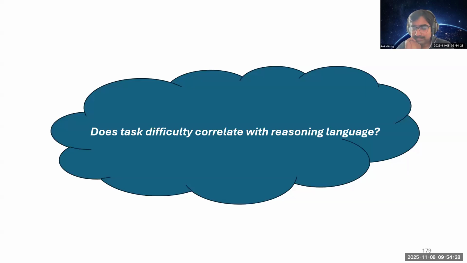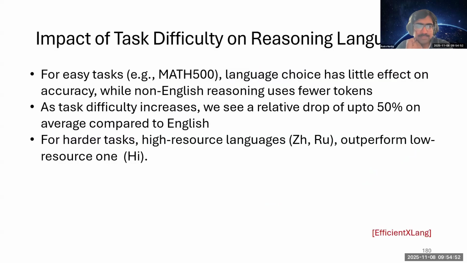Now, we looked at what is the preferred language for reasoning. Does this correlate with task difficulty? Like, is it the case that when the task is very easy, it doesn't matter in which language I'm reasoning, but if the task is very hard, then reasoning in one language is better than reasoning in the other language? Let's try to see if there's an answer. Going on to the next slide.